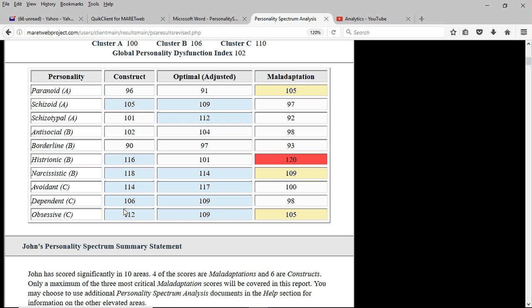So, even though here with histrionic you see construct of 116, they didn't pick a whole lot of maladaptation or optimal stuff. A lot more maladaptation goes into this score. 118 is a lot more optimal, although there is some maladaptation there. This is just about a break even. A little stronger with the optimal and the maladaptation.